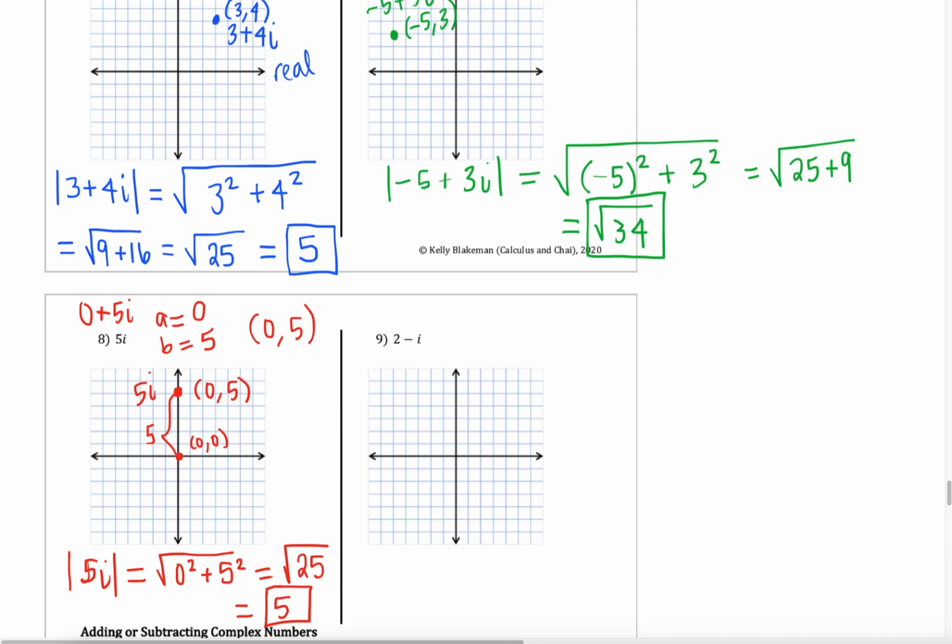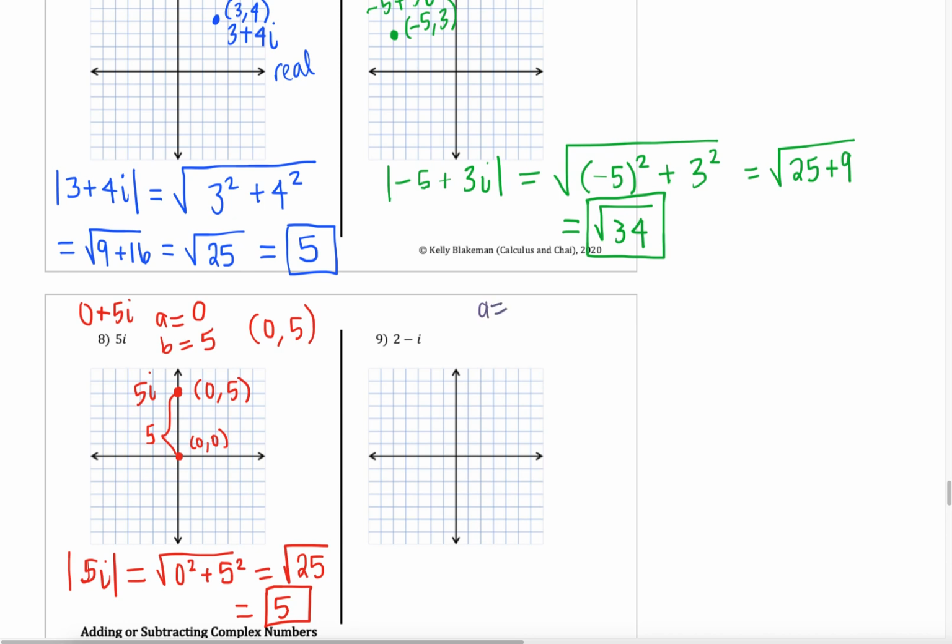Okay, let's look at our last example of this type. We have 2 minus i. Why don't you guys go ahead and pause the video and graph this as well as find the absolute value for example 9. So let's check this together.